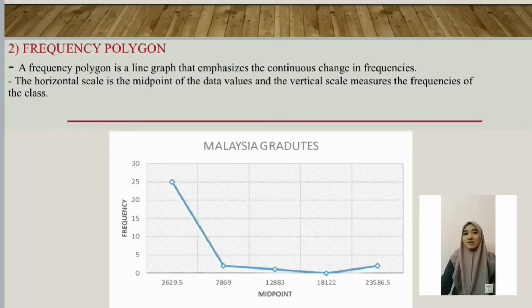Next, we move to the frequency polygon table and graph. A frequency polygon is a line that emphasizes the continuous change in frequencies. Next, the horizontal scale is the midpoint of the data values and the vertical scale measures the frequencies of the class. The graph represents the frequency polygon graph.